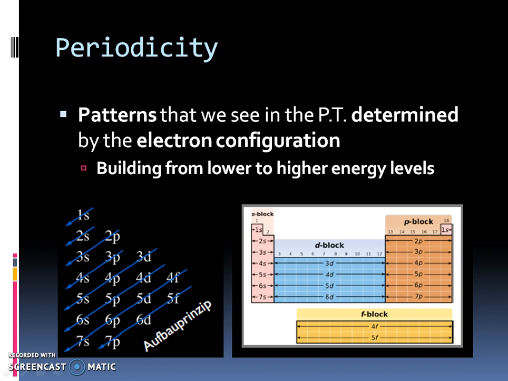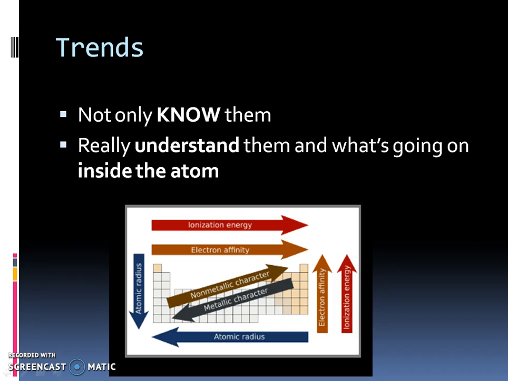Here are my notes. So again, periodicity is patterns that we see on the periodic table, and they're determined by the electron configuration. That's one of the reasons why they put the periodicity chapter after the electron configuration, so that you can kind of put them together, understand how they're related to each other. And of course, in electron configuration, we're building from lower to higher energy levels.